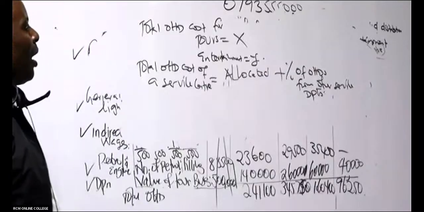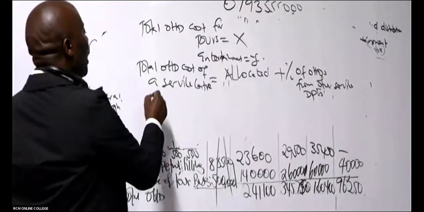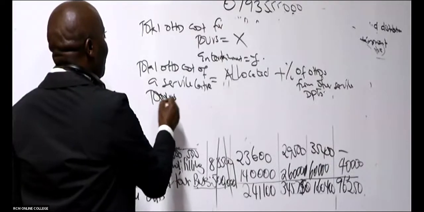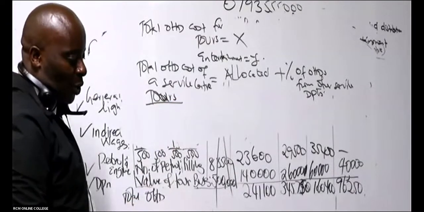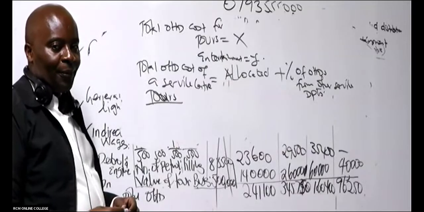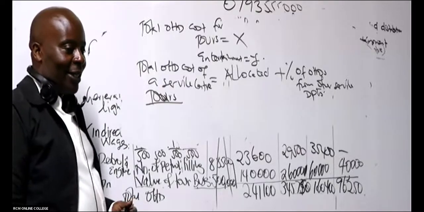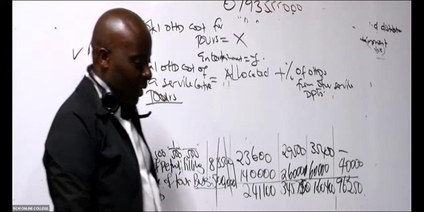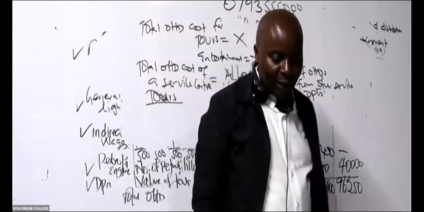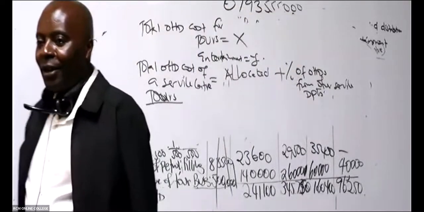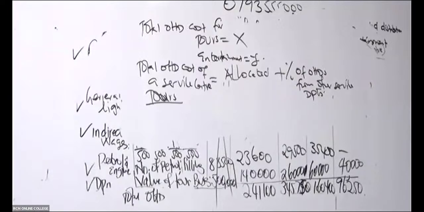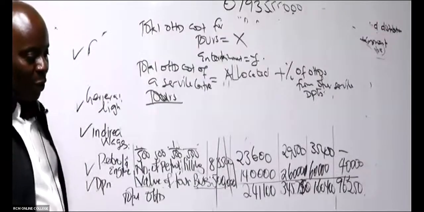Then we shall now work with the tours first. Let me give you 1 minute. You write down the equation for tours. Let's see whether they'll be able to get it right. So for the tours department, I'm waiting to see if we'll get it right.